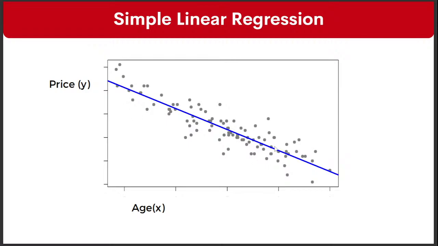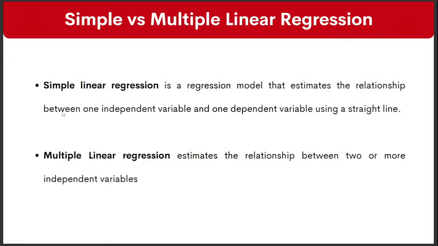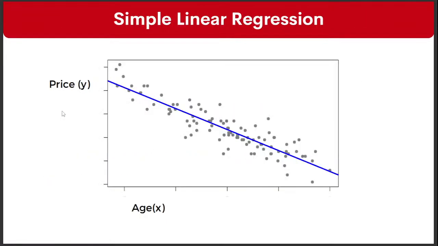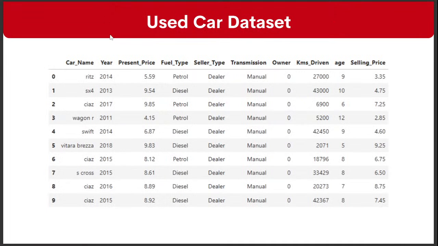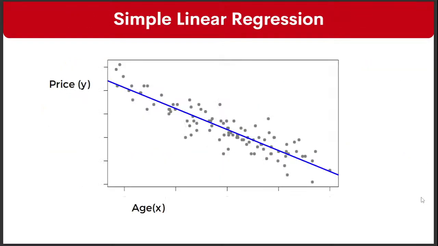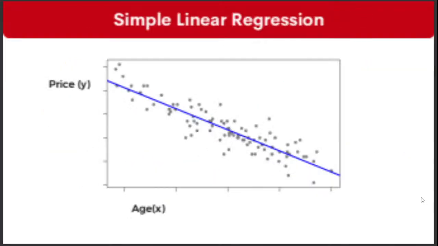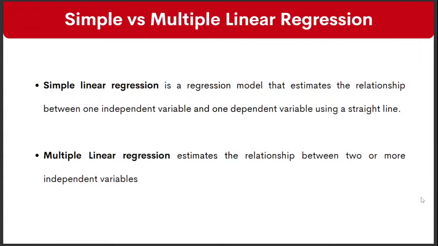So here we are plotting it and drawing a straight line. This is simple linear regression because we are using only one feature, which is age. What if you use others also, like year, fuel type, seller type, etc.? When you plot other features also, that comes under multiple linear regression. So that's the difference between simple and multiple linear regression.